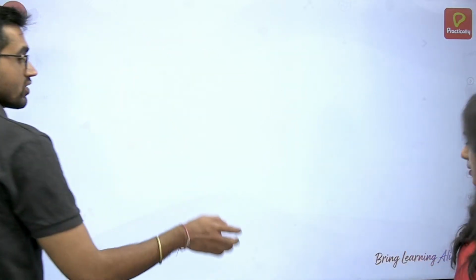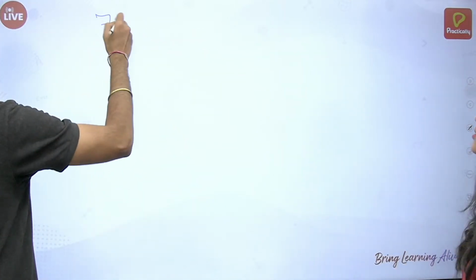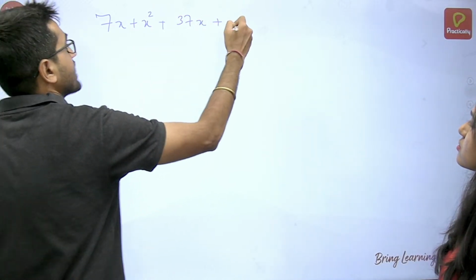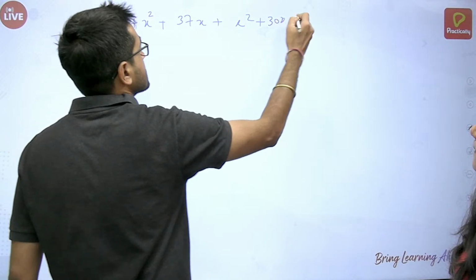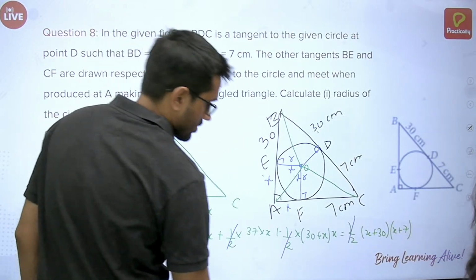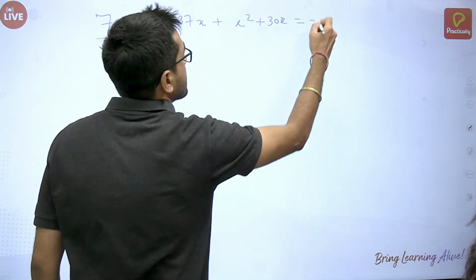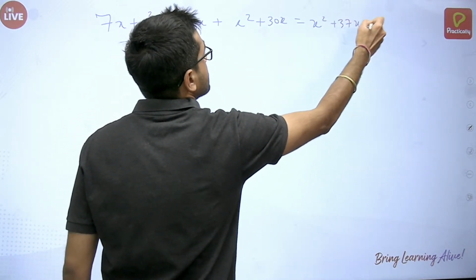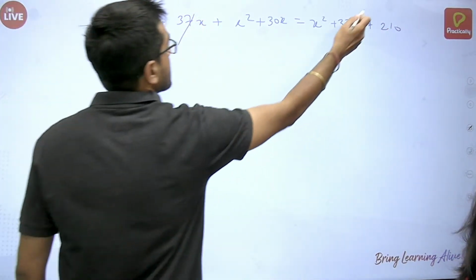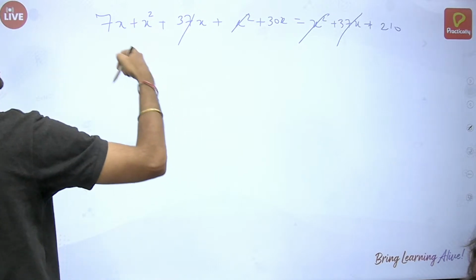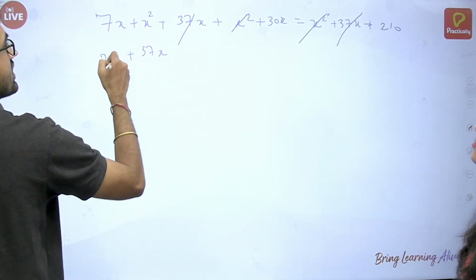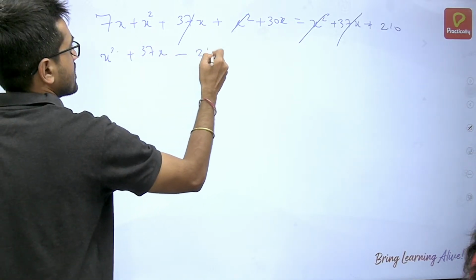7x plus x square. Okay, let's write the equation then use it. 7x plus x square plus 37x plus x square plus 30x is equal to something. x square plus 37x plus x square plus 37x plus 210. Now if you see, 37x is gone, x square is gone, 7 plus 37 is again 37x, minus 2, again x square. This is even easy.